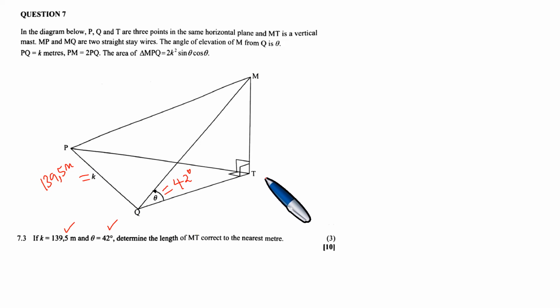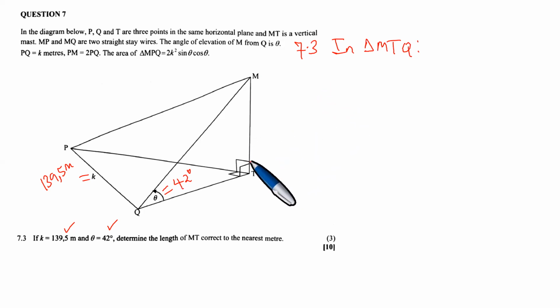Obviously we can do that one with ease, and I'm sure that it is very straightforward. To find the length of MT, we use the trigonometric ratios, because we can see clearly that the triangle here is right angled. So we continue without fear. In 7.3, we're going to work in triangle MTQ.